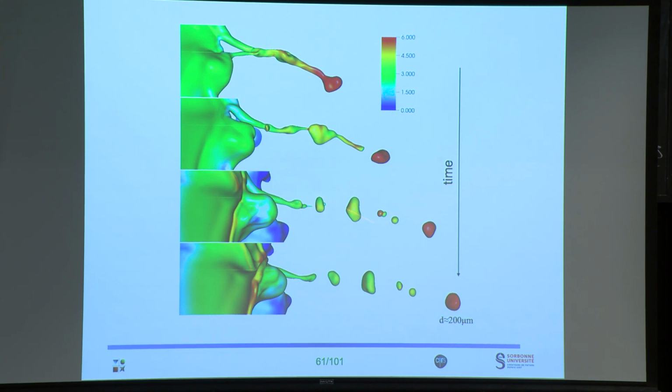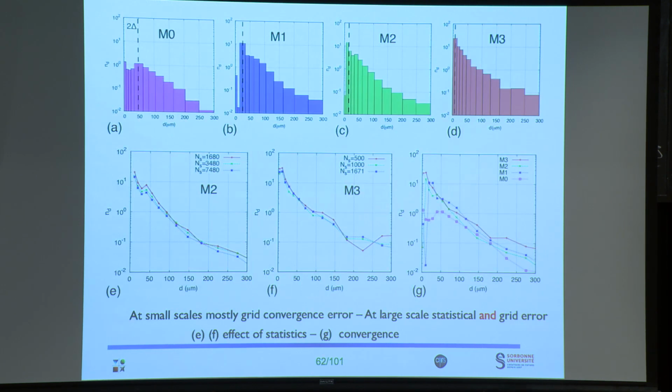Again, this velocity landscape. So you can see that the ligament is stretched by this field, and all of these ligament dynamics result in these distributions. These are the four distributions from M0 to M3.